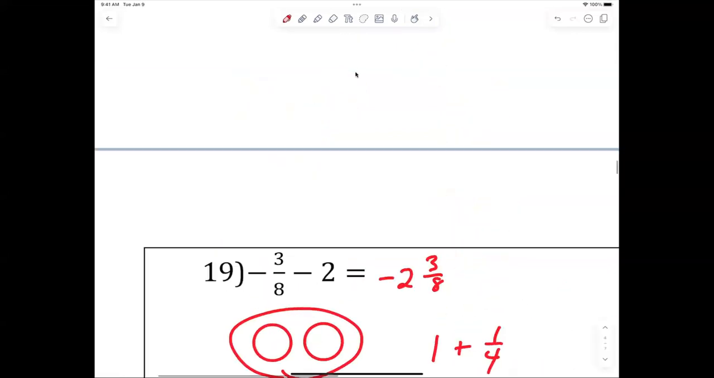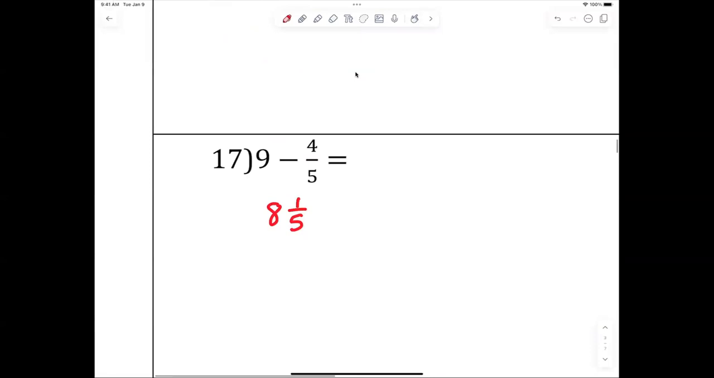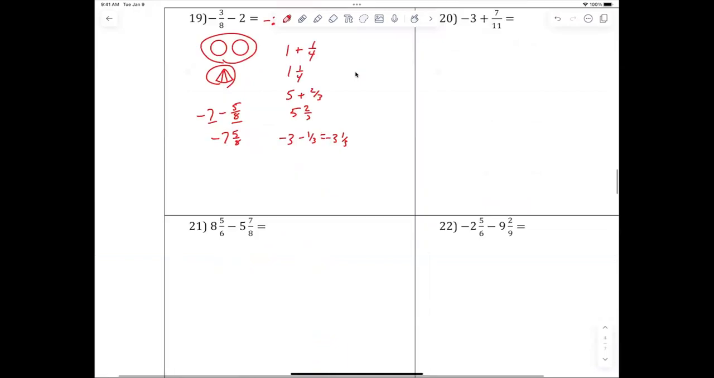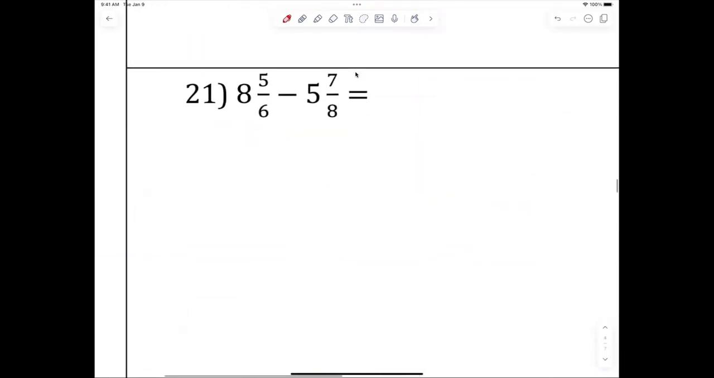That's what happened up here. You had to actually do a subtraction. You with me? 9 minus 4/5. One's positive, one's negative, so I had to subtract. Agreed? All right, here we go. Let's continue on. I'm liking 21.